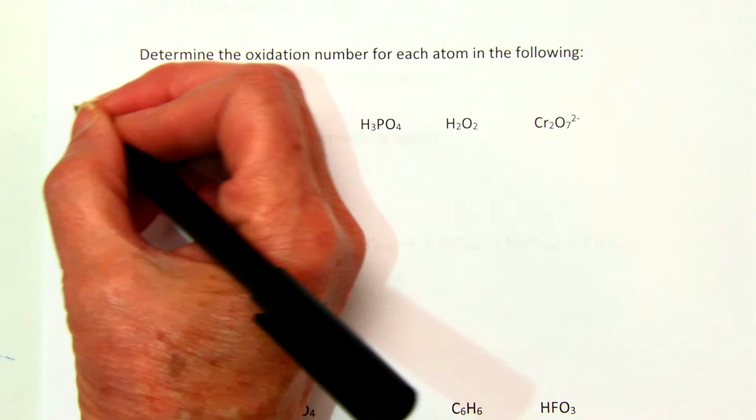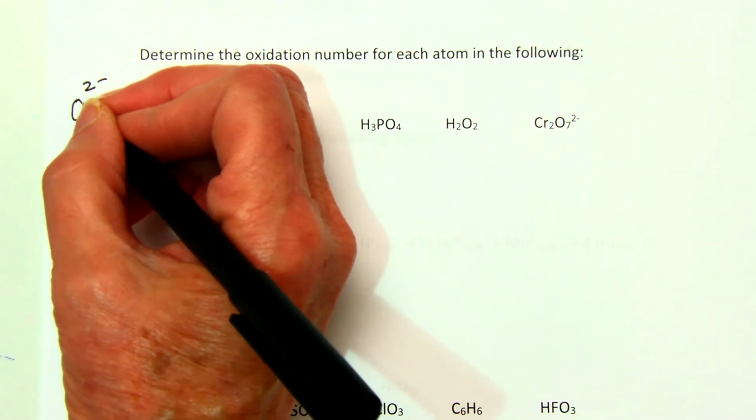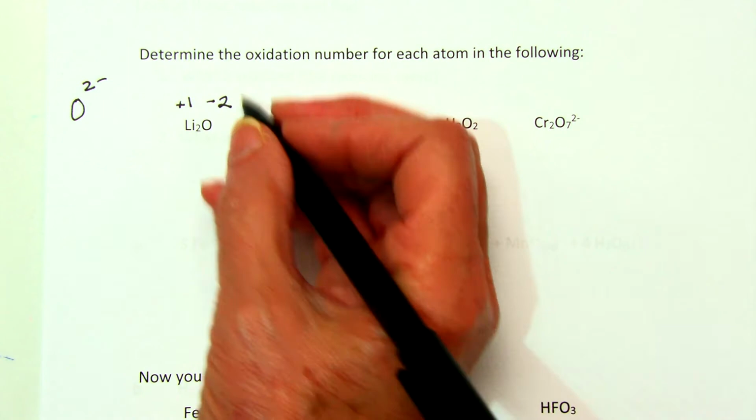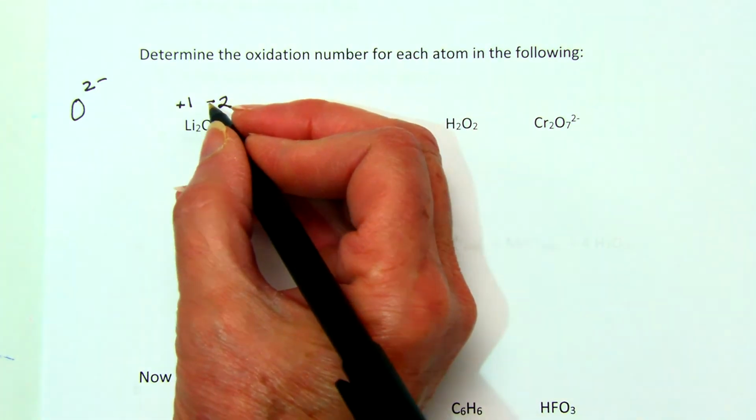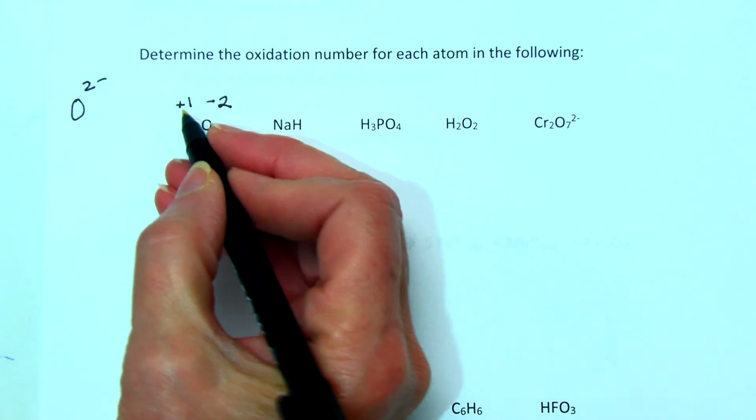And you'll see me write this like O2-. If I'm writing a charge, I write the number first and then the sign. If I'm writing an oxidation number, I write the sign and then the number. It doesn't matter, but I do that for me. It's my way of keeping track of which one I'm talking about. Is it real or not? Okay, so these are not real charges.